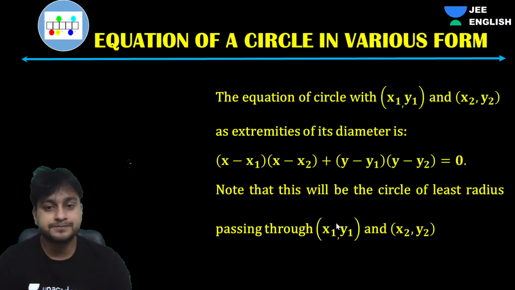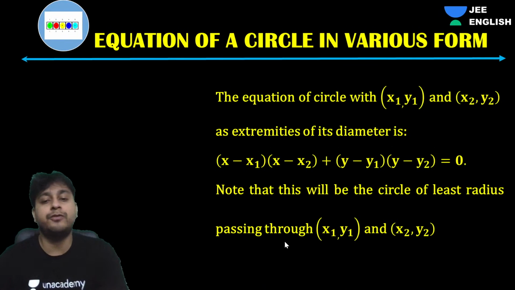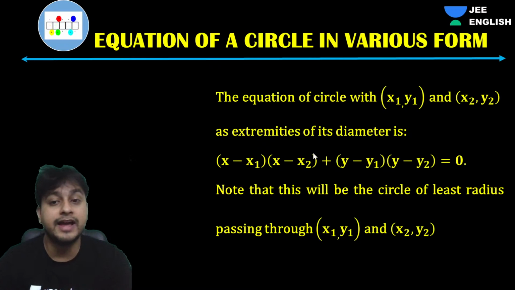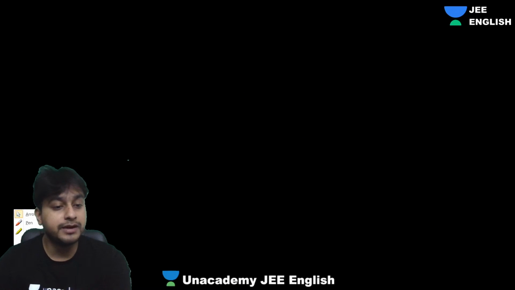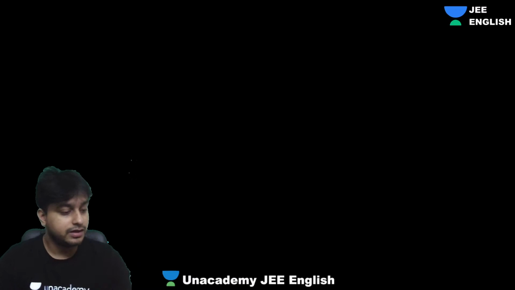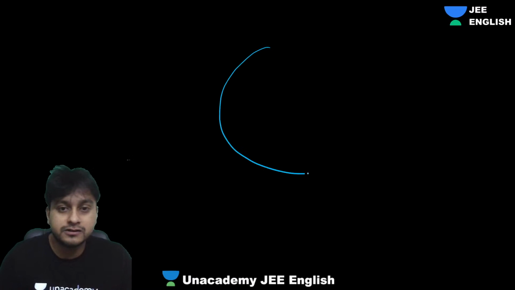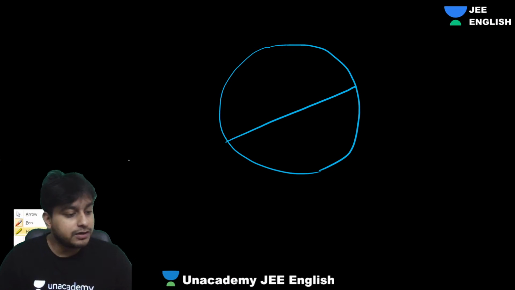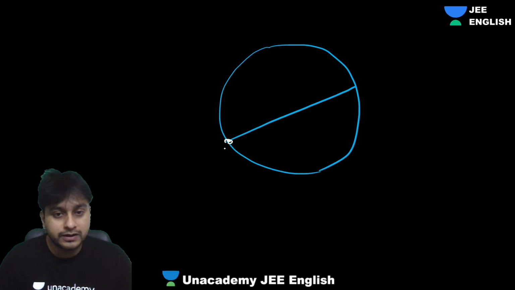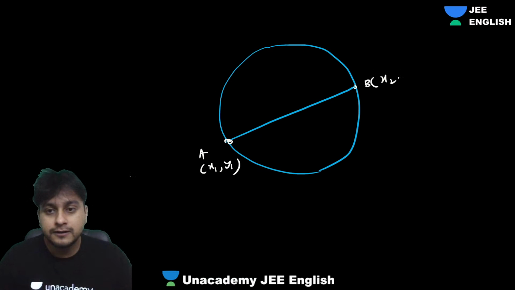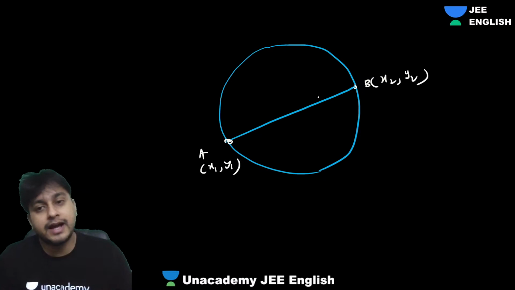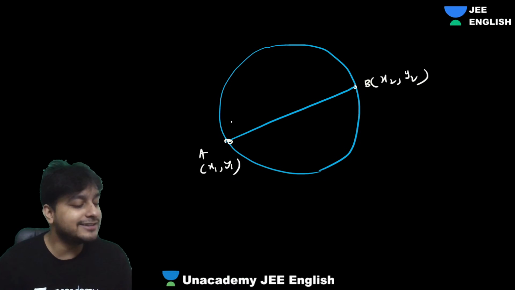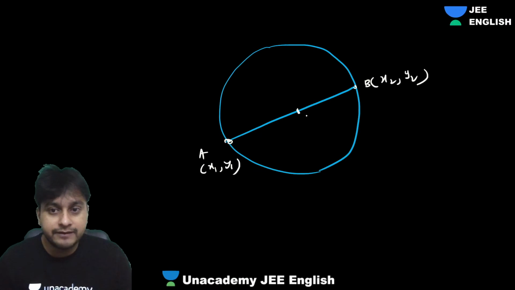So next. Now this is a very important form, the equation of a circle in the diametric form. Let's suppose somebody has given you the diametric ends. This end is given as x1 comma y1, and this end is given as x2 comma y2, and they are asking you the equation of the circle. So you will say, sir, it's not that difficult. We will take the midpoint formula and get the center, and then the distance formula we can use to calculate the radius.